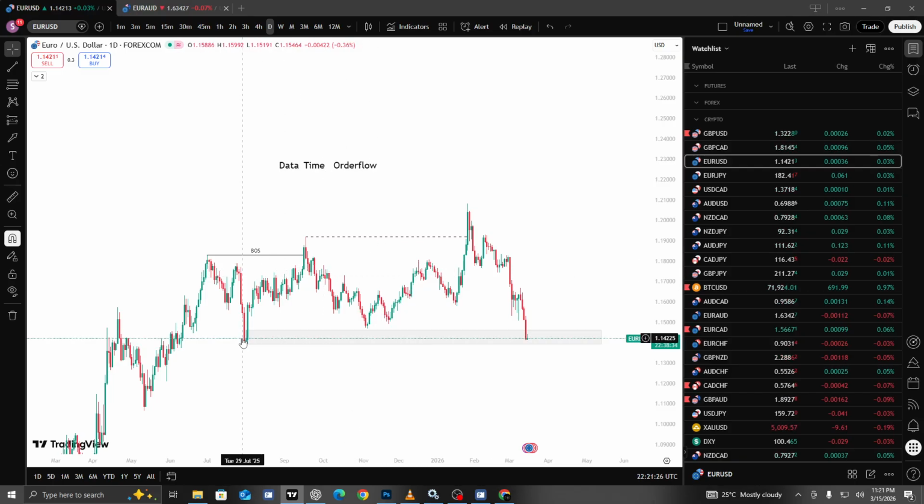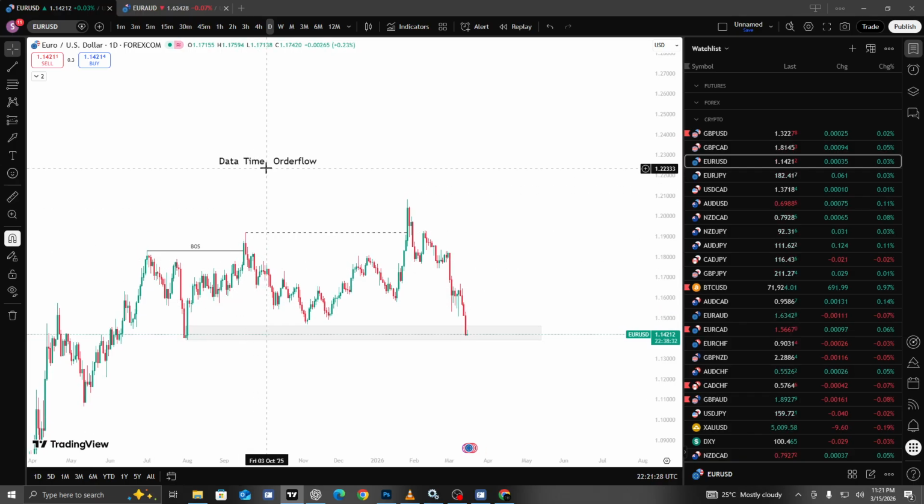And currently, with this structure on Euro USD, at Nixon Capital, we trade with data, time, and order flow. The data refers to the swing highs and lows, the data that was responsible for price pivoting. The time closely aligns with the data. We want to check the time that the data came in, and order flow refers to the market structure. Either we are in a bullish mode or we are in a bearish mode.